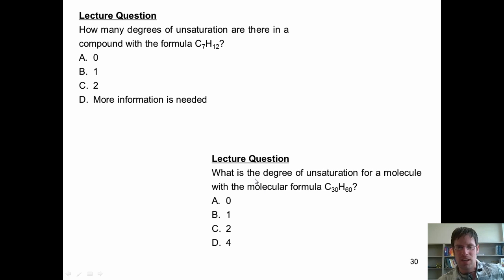What is the degree of unsaturation for a molecule with a molecular formula C30H60? Same thing. You just throw in the general formula for an alkane. How many hydrogens would we have if we had 30 carbons in a regular straight chain alkane? What is the difference in the number of hydrogens between that and this number, 60? Take that difference, divide it by 2. That is the number of degrees of unsaturation.